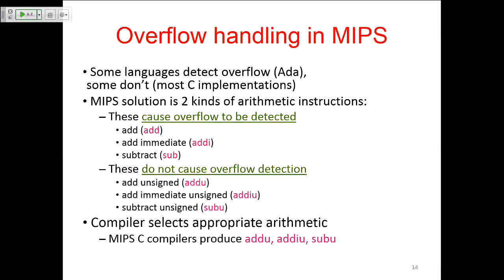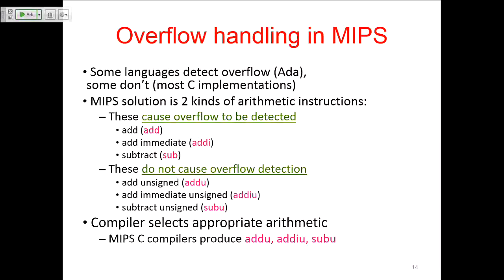Now, if you use the unsigned instructions, these are just add with the letter U for unsigned appended to the instruction name. That tells MIPS you're working on unsigned integers, which usually you will be doing when you do address increments and things like that. Add immediate also, when you're incrementing the address with a fixed constant, subtract, etc.